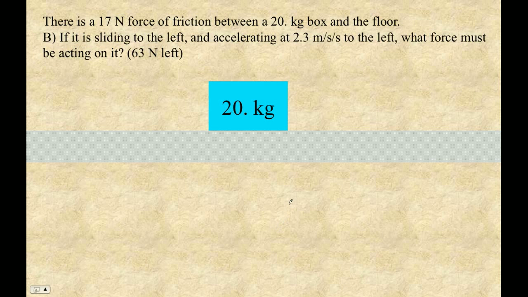Okay, so this is an unknown force problem, and I think these are a little harder. There's still 17 newtons of friction, right? The box is sliding to the left, and friction always opposes the slide. So if it's sliding left, then friction is to the right.